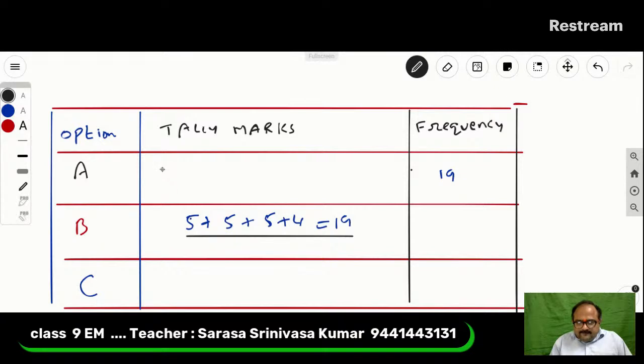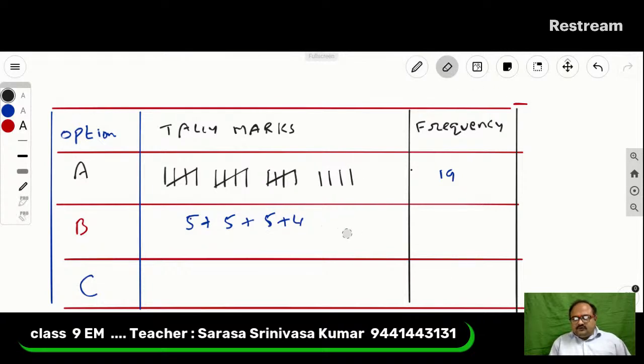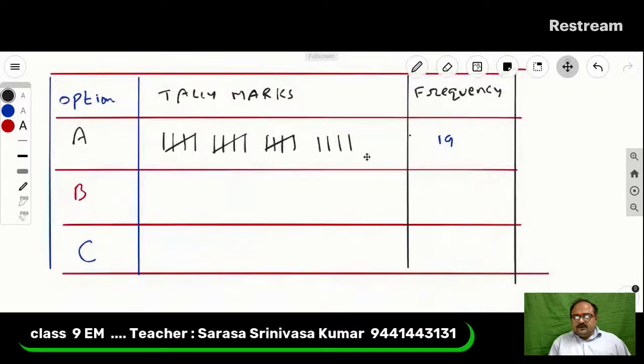Now we write the tally marks. 1, 2, 3, 4. This is 5. Next 1, 2, 3, 4, 5. Again we should write 5. 1, 2, 3, 4, 5. Next we should write 4. 1, 2, 3, 4. So we got 19. Now we should prepare tally marks for option B.